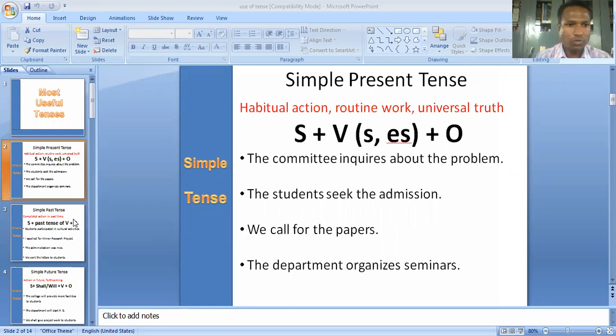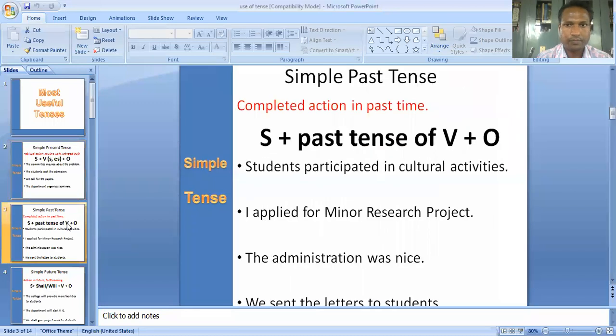Now let's go to second tense, simple past tense. Simple past tense, it shows you completed action in past time. Means it talks about the action which is happened already. The action is done, action is completed, and it is over right now.